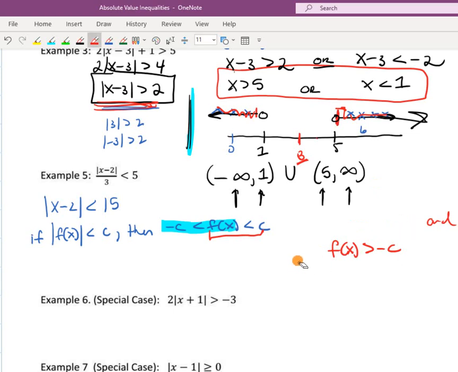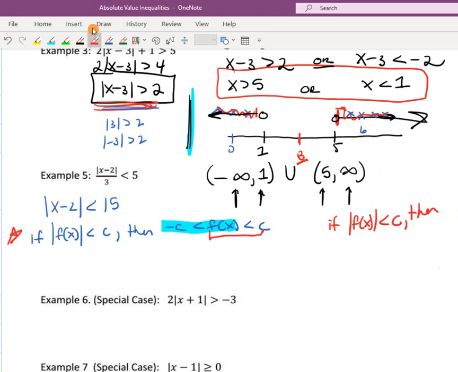And then they still don't like that coming first, so they'll actually take this one and put it at the end here and say and f of x is greater than negative c. So here's the reason I'm writing it this way. That says if the absolute value of f of x is less than c, then we get that argument right there. And that says exactly the same thing as this is saying.